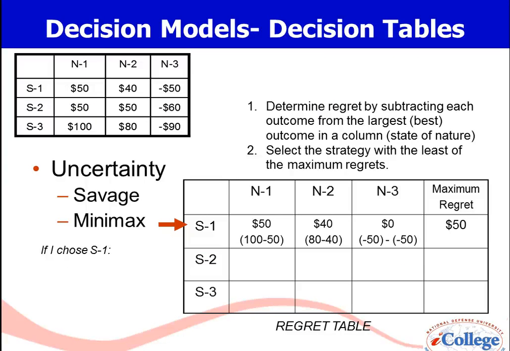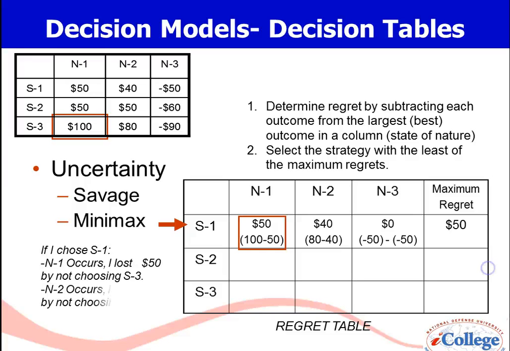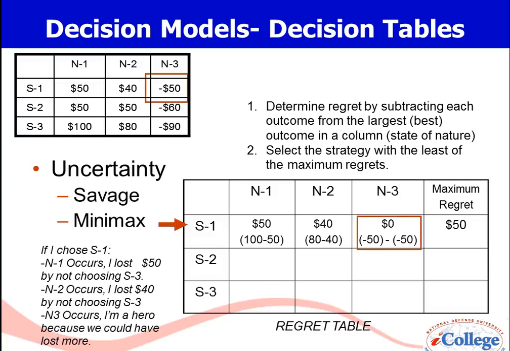First, if I choose S1 and N1 occurs, I lost $50 by not choosing S3. If N2 occurs, I lost $40 by not choosing S3. If N3 occurs, I'm a hero because we could have lost a lot more. And that is my maximum regret for S1.